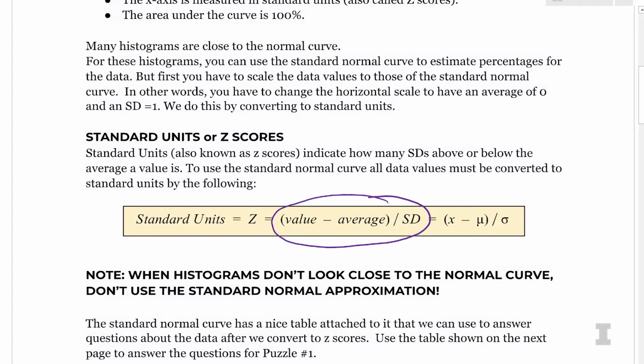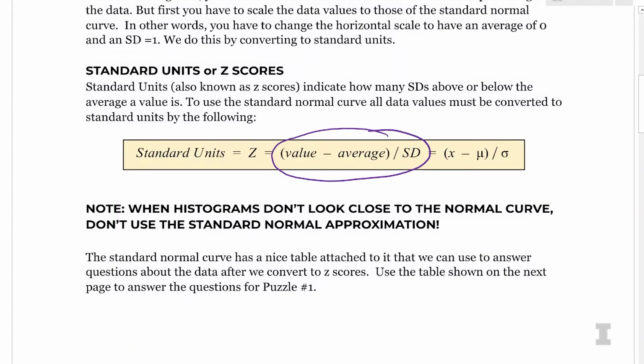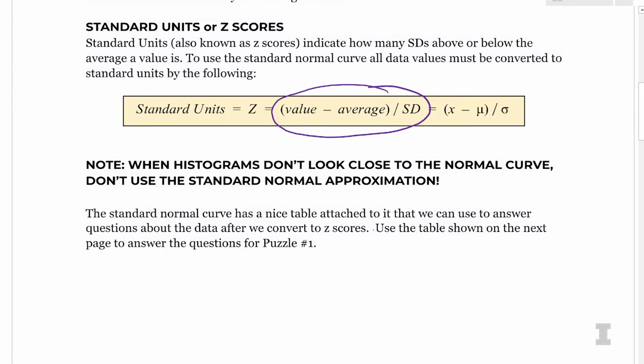So you're taking your value that you're concerned about, seeing how far it is from the average, and then dividing by the standard deviation. So to interpret these z-scores, to think about what they mean in the real world, they tell us how many standard deviations above or below average a value is. So if your z-score was positive 1, that means you're 1 standard deviation above the average. If your z-score is -2, it means you're 2 standard deviations below the average. And like I said, the standard normal curve has this nice table attached to it that we can use to answer questions after we convert to z-scores.